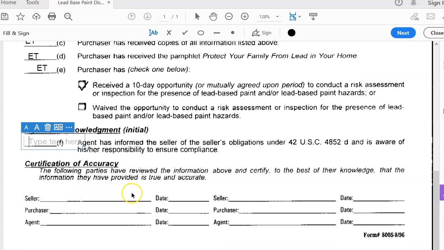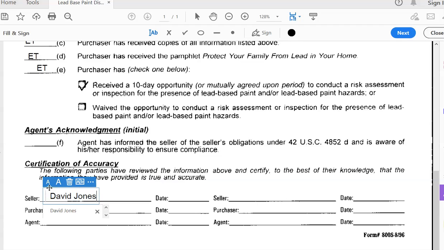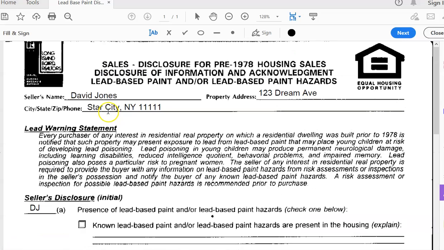The seller would get an opportunity to sign right here, which is David Jones. And the purchaser would get an opportunity to sign here, Ellen Taylor. And then the listing agent and buyer's agent will each sign the form and present it, have it on record. That concludes how we go about the lead-based paint disclosure.